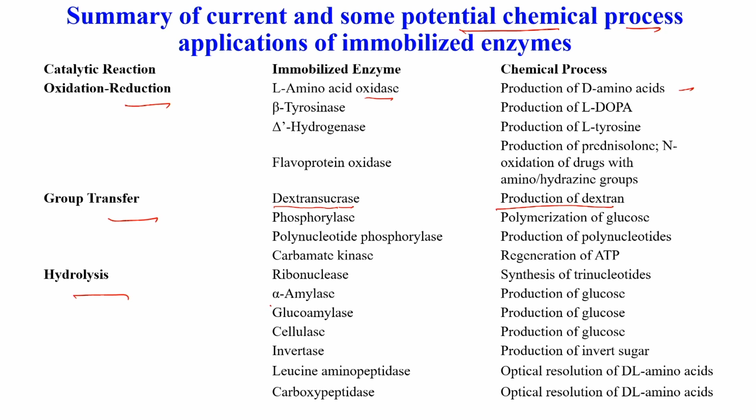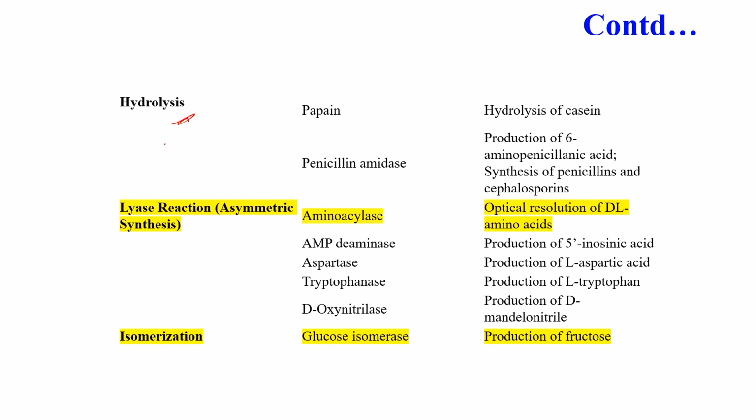In the hydrolysis, you can name alpha amylase. This is used for the production of glucose. There is also invertase for the production of invert sugar. Similarly, for hydrolysis, you can see pectinase and the hydrolysis of casein. In addition, for the isomerization, you can use glucose isomerase for the production of fructose at industrial scale. This example we will be seeing in the subsequent slide. In addition, there is a lyase reaction, and we will see one example of aminoacylase in the subsequent slide.